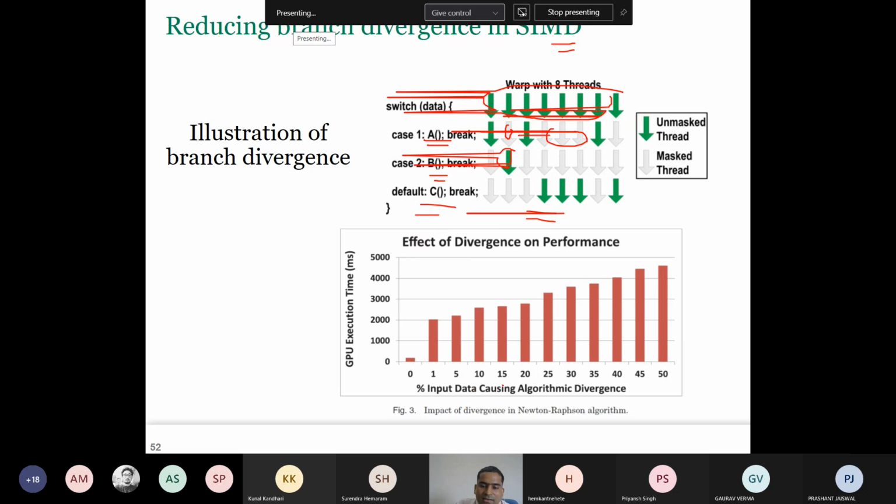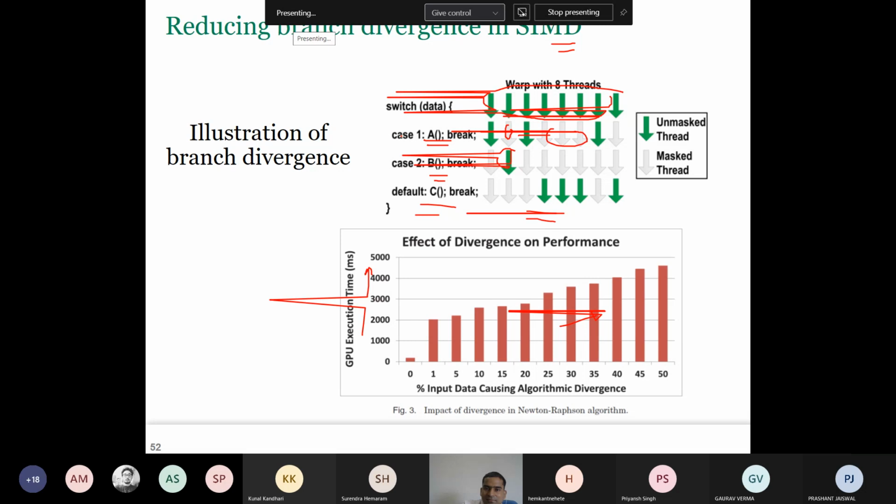As you can see, as the percentage of input data which causes divergence increases, execution time increases a lot. That means GPUs are not good whenever there is divergence. Divergence just means that we have a lot of if-else conditions, such that some threads execute the if part and other threads execute the else part.